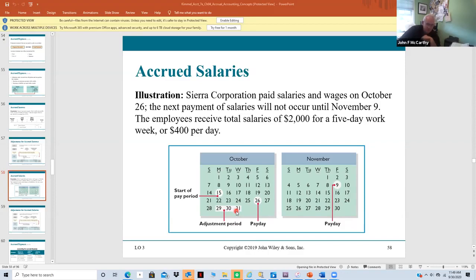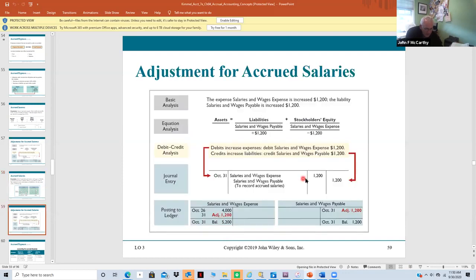So how much has to be accrued? Because it's not going to get paid until November 9th. But at the end of October, you owe 3 days, so that's $1,200. So I would think the entries, salaries and wage expense, $1,200, and salary and wages payable, $1,200. Let's see if I'm right. Yes, I am. Okay.